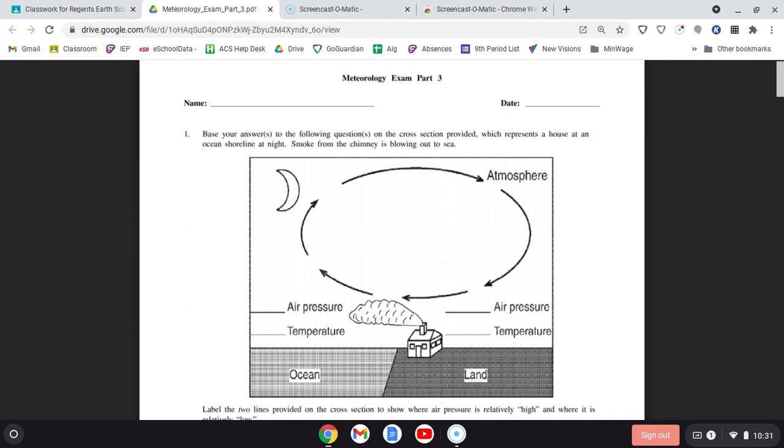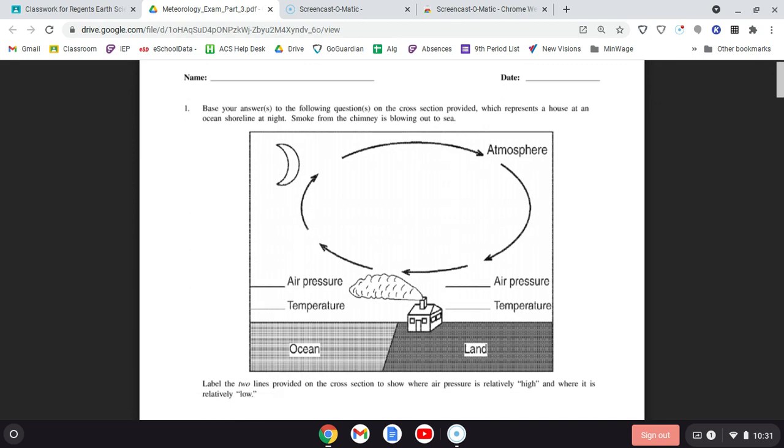Number 1, I'm going to look at here. Base your answer to the following questions on the cross-section provided. This shows a house at an ocean shoreline at night. Smoke from the chimney is blowing out to the sea.